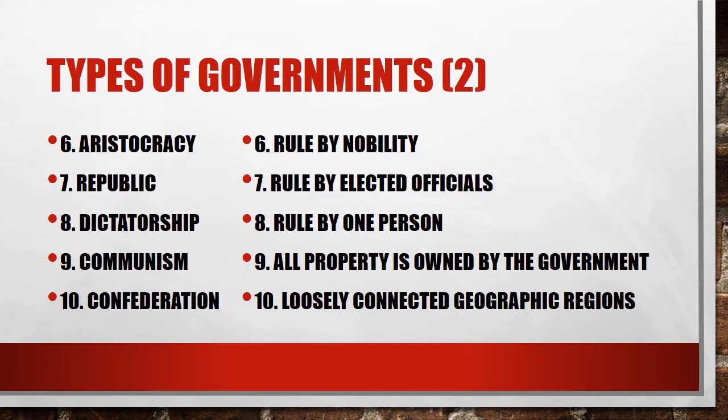And the last type of government we're going to talk about today is a confederation. Now, a confederation is a loosely connected geographic region, or many regions. So in this example, imagine that there's no federal government of the United States. Instead, each individual state is its own little country. So Louisiana is a country, and Mississippi is a country, and Arkansas, they're all their own different countries.